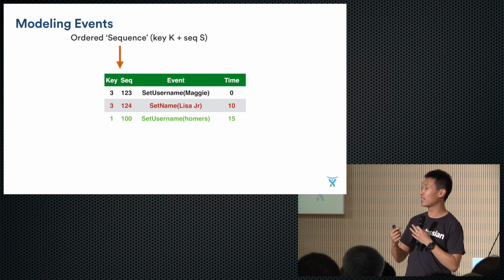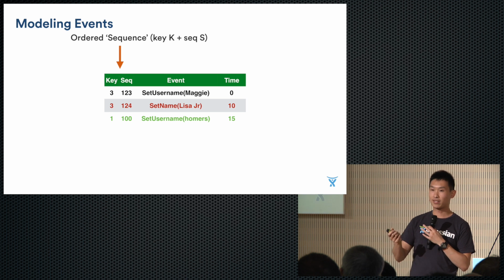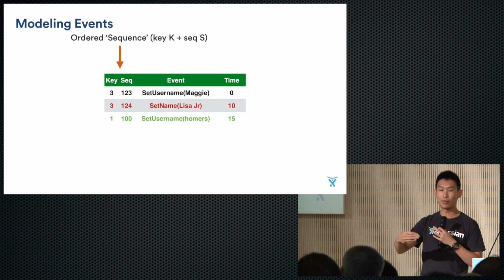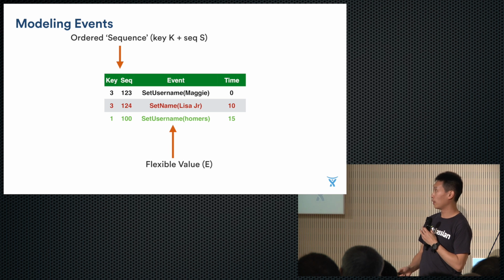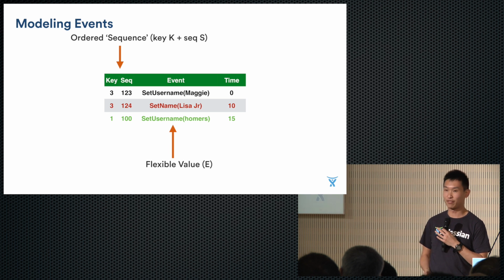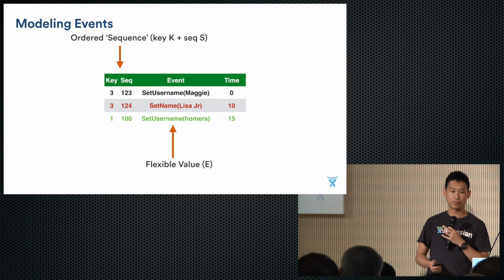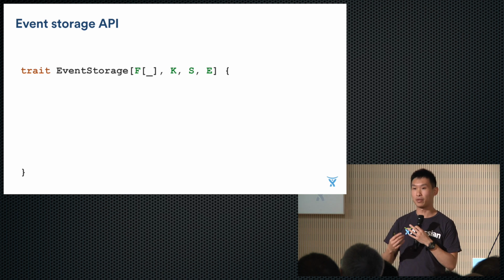And so an event ID is a combination of a key and a sequence, so type parameters K and S. S has a type class for essentially a 0, gives you a 0, and also the ability to increment, and also the ability to sort between sequences. And the only other thing we have is essentially a flexible value, so some E type parameter. And so our event basically is a tuple of K, S, and E. Pretty simple.